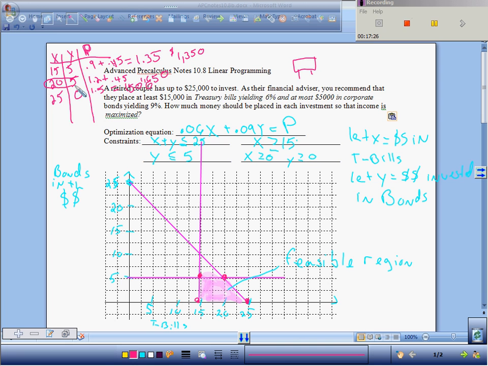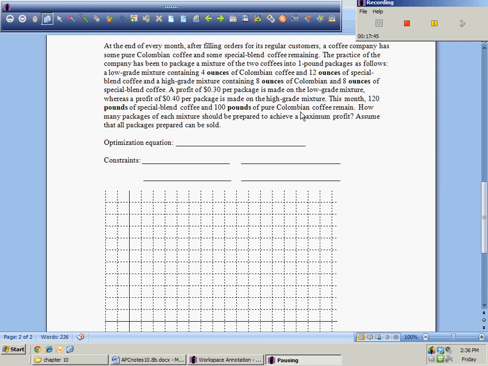25. So you should go back to the old retired people and tell them you should invest $20,000 in what? In T-bills, and invest $5,000 in bonds. Okay? And that's the way it works. Got it? It's kind of the same, but it's more confusing on how to figure it out. Okay?